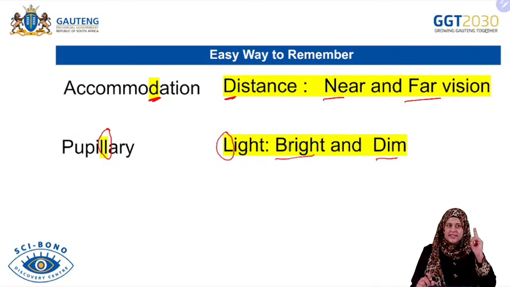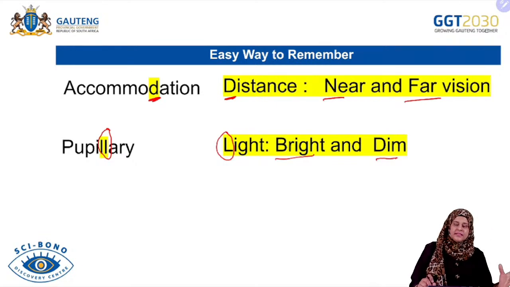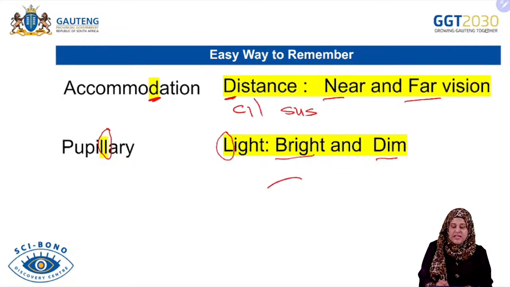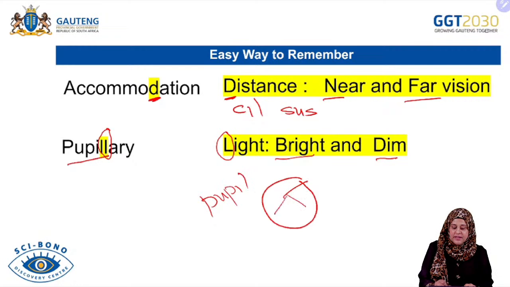In which case D is distance, it's far or near vision, or pupillary mechanism, which is light. And then remember, you need to speak about the muscles that go with it. Here we're speaking about ciliary and suspensory, and here we're speaking about the circle because we are speaking about the pupil. So here we are speaking about radial muscles and circular muscles. Are we together, guys? I hope we are.